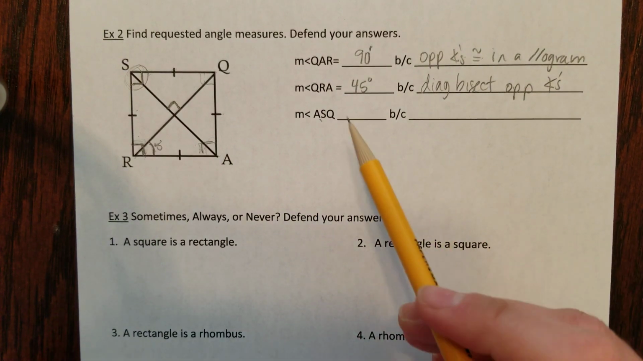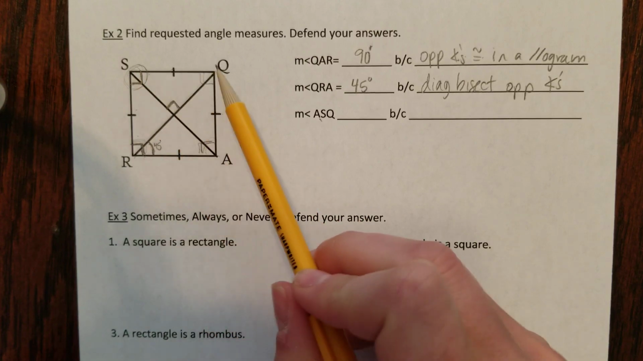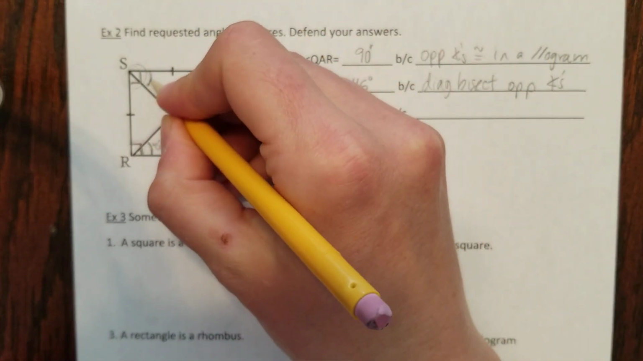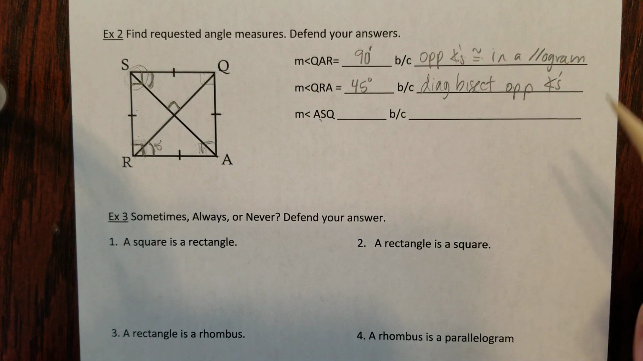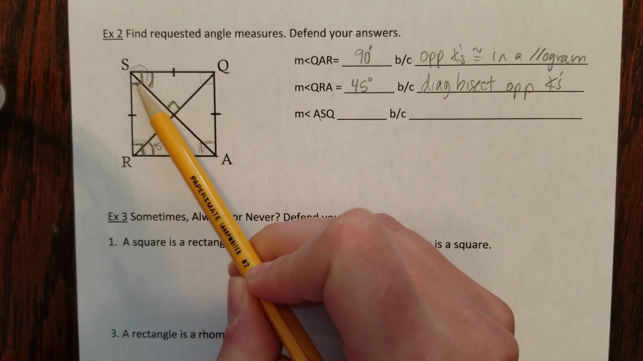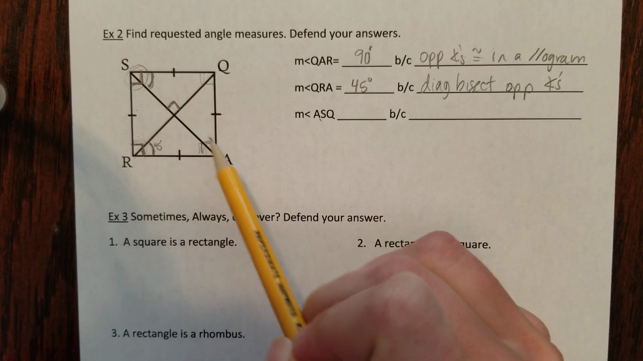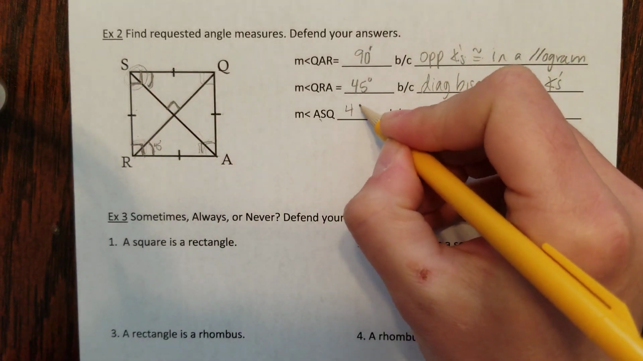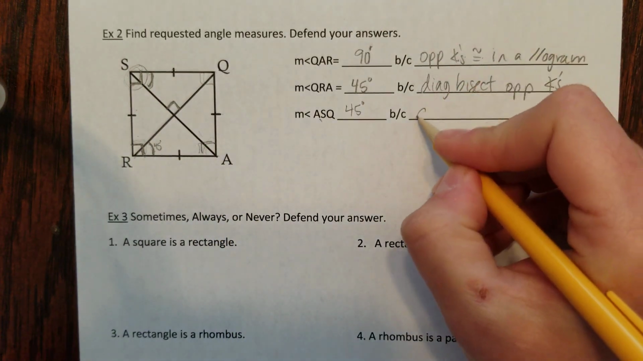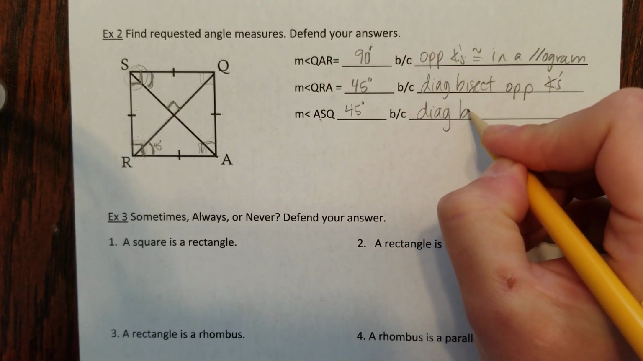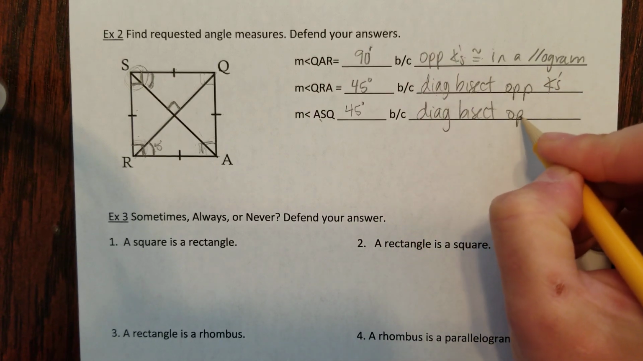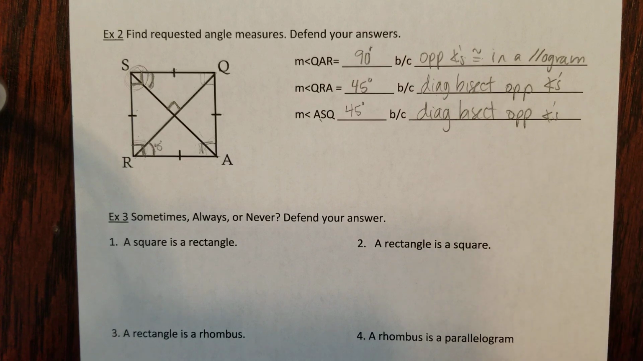All right, last one is ASQ. So that's this angle right here. So again, we know that this is a 90-degree angle. The diagonals bisect the angle because it bisects opposite angles, so we've got another 45-degree angle. Diagonals bisect opposite angles. Awesome.